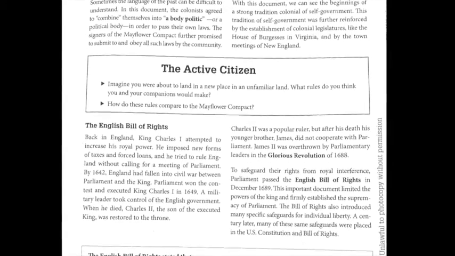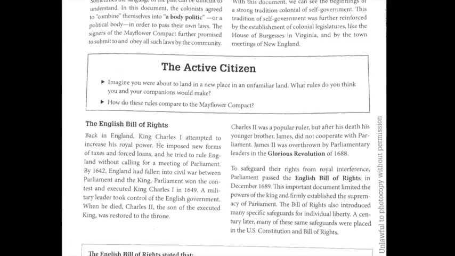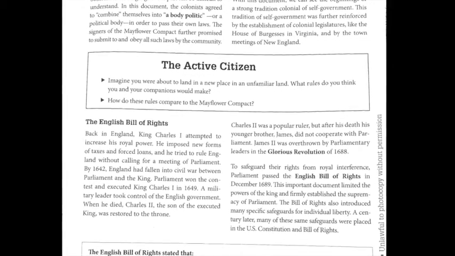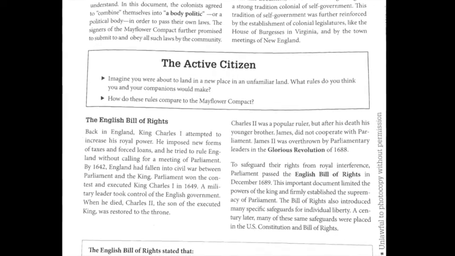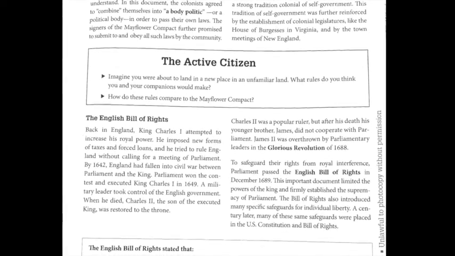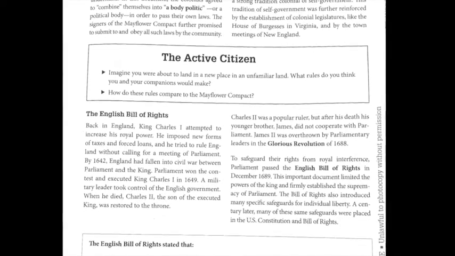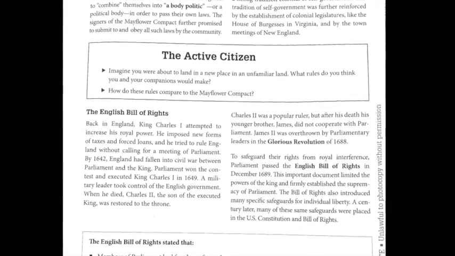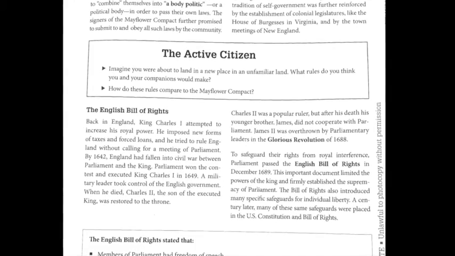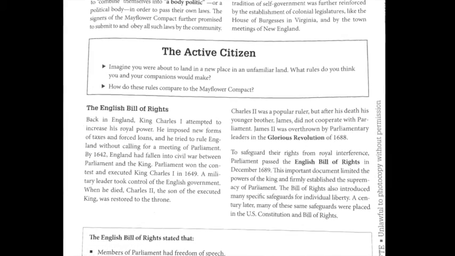So at the top of that side of here, I want you to underline or highlight the word says, with this document we see the beginnings of a strong tradition of colonial self-government. Because this is where self-government began. Instead of having someone tell us what to do, we're being self-governed. We're making up our own government and we're governing ourselves. Below that you see an active citizen box. Go ahead and put a number 3 next to that box.